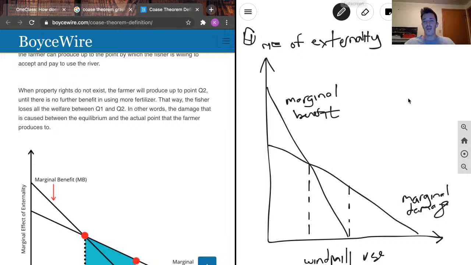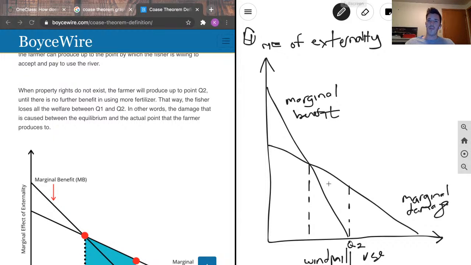Okay, so before property rights, the windmill company is going to use its windmill until it no longer offers a benefit. That's this point here, so that is Q2. And then when property rights are assigned, either way, one is going to pay the other to a point where the marginal benefit is equal to the marginal damage.